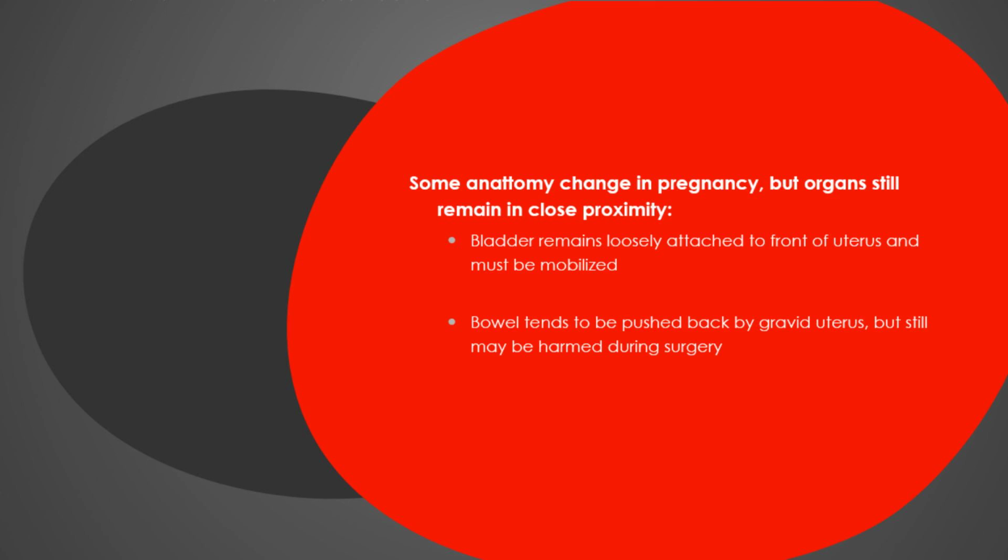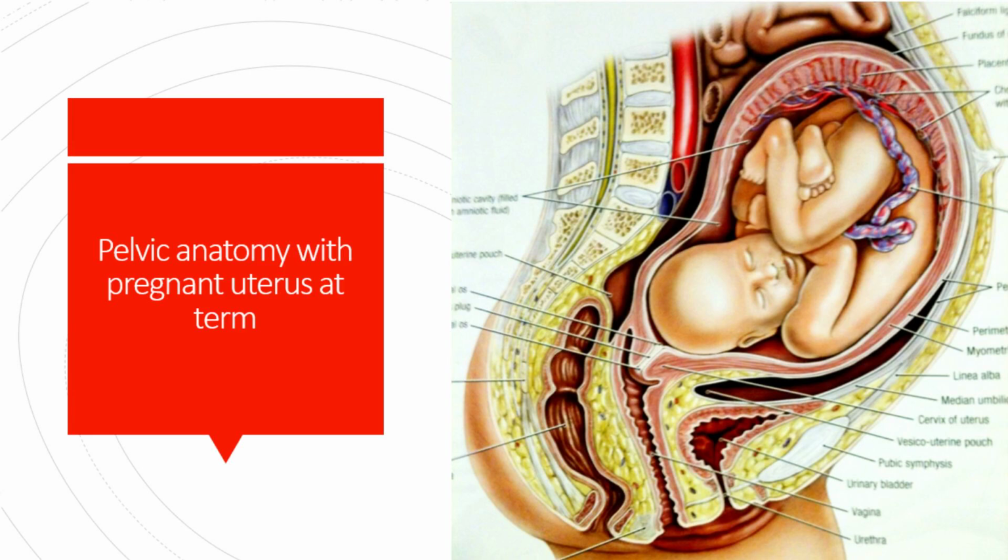The bladder remains loosely attached to the front of the uterus, and although the bowel tends to be pushed back by the pregnant uterus, it still may be harmed during surgery. The uterus enlarges up to 20 times in size, ascending from the pelvis into the abdominal cavity. This displaces abdominal organs and alters the positioning of surrounding structures. The growing uterus pushes the bladder anteriorly and inferiorly, potentially affecting urinary function.